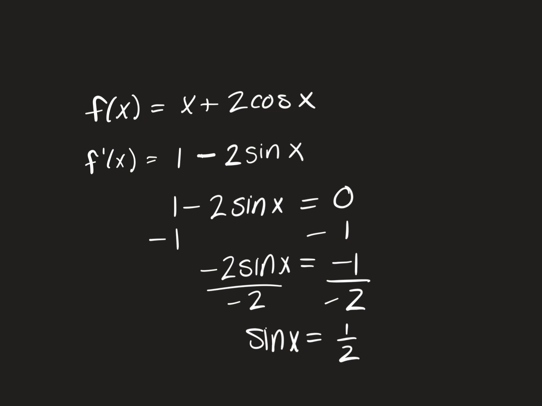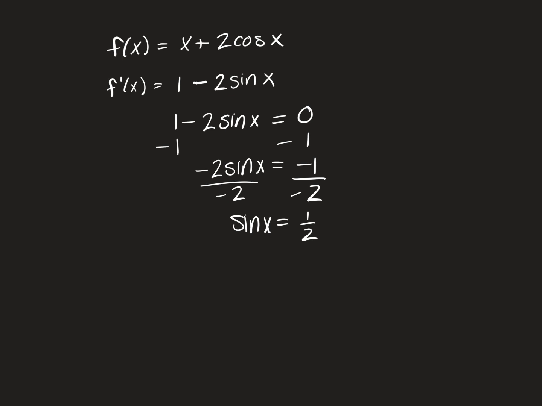That's okay. All right, so now we want to look at our unit circle and tell when sine equals 1 half. It's at pi over 6, and it's also at 5 pi over 6. Okay, so let's say it says from 0 to pi. So then we just need pi over 6 and 5 pi over 6.